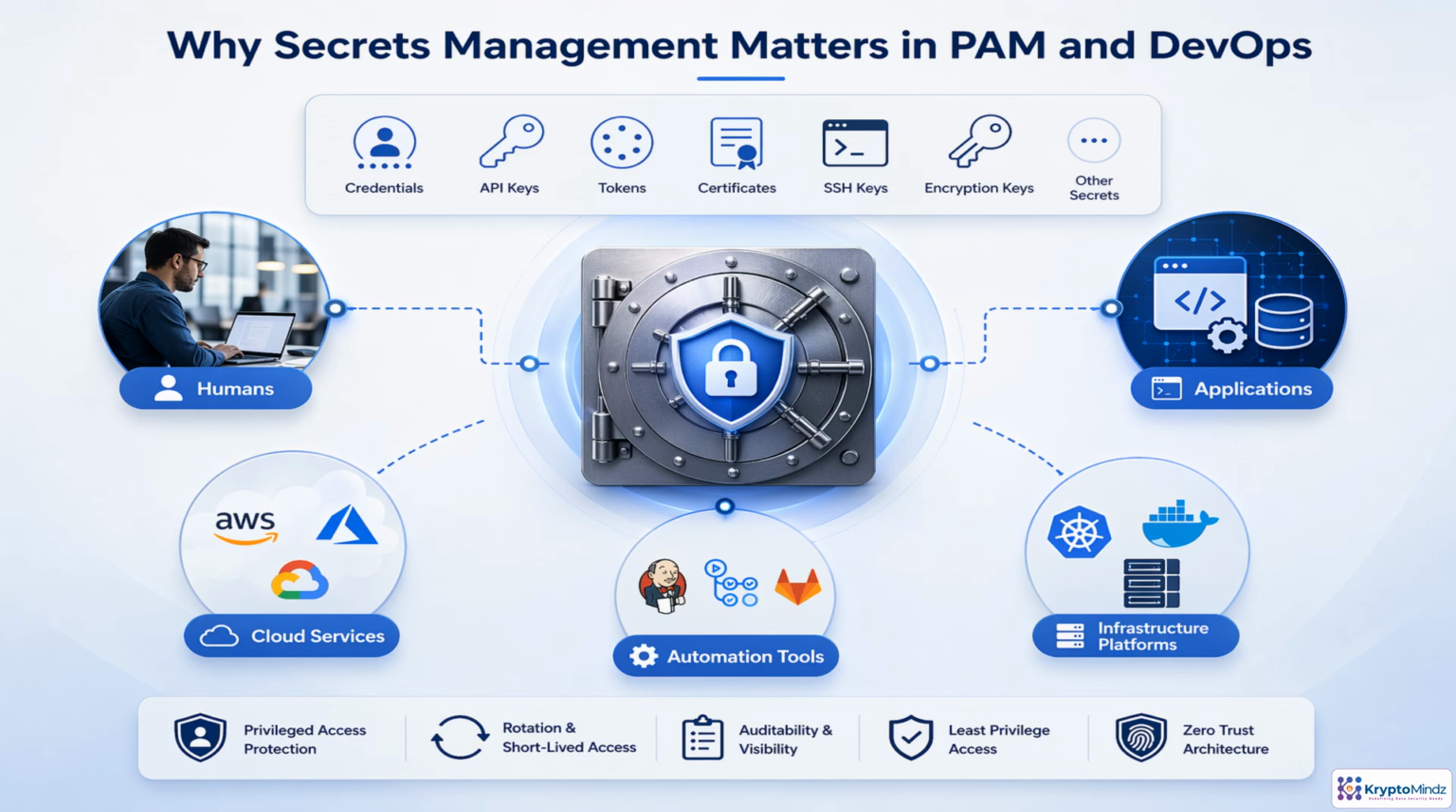In DevOps, the risk increases when secrets are copied into code, scripts, build logs, spreadsheets, or CI/CD variables. Strong secrets management centralizes control, enforces least privilege, supports rotation and short-lived access, and records usage. That is why modern PAM must cover humans, machines, workloads, and automation together.